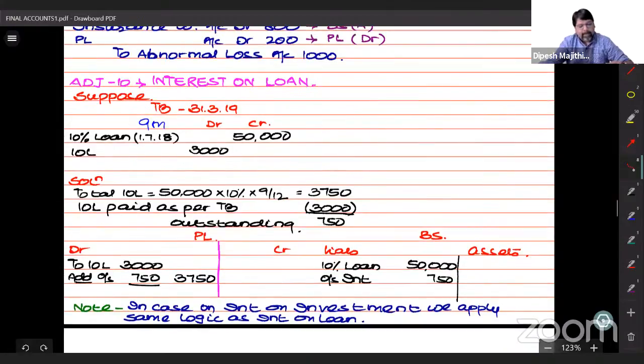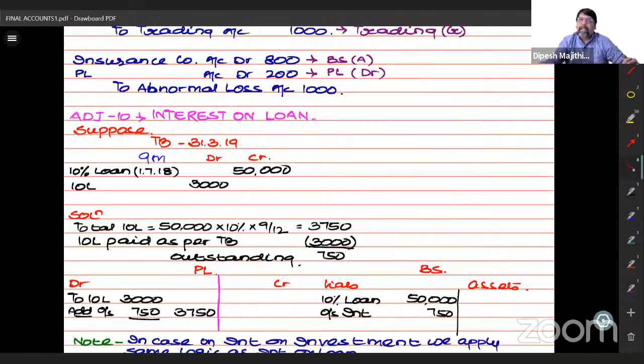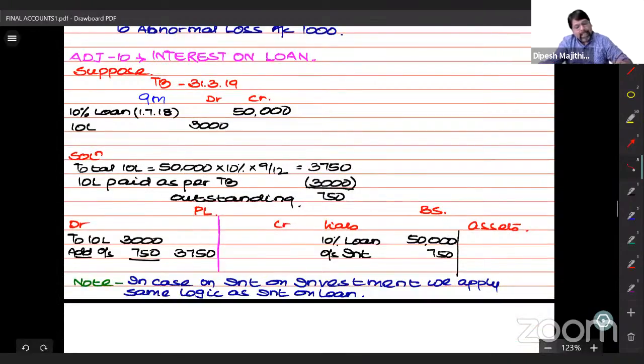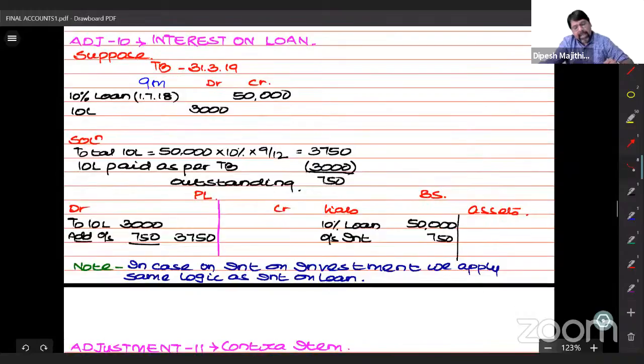Correct? 3,750 I was supposed to pay. But interest on loan paid as per trial balance is how much? 3,000. That means 750 is outstanding. So in P&L you write 3,000 plus 750 outstanding.